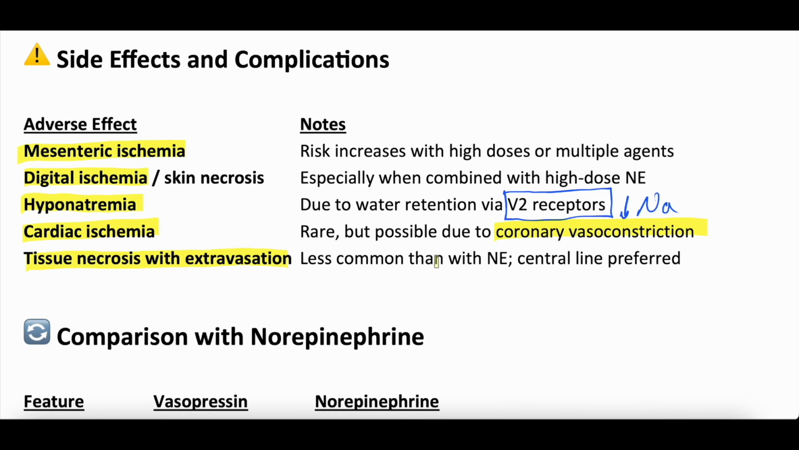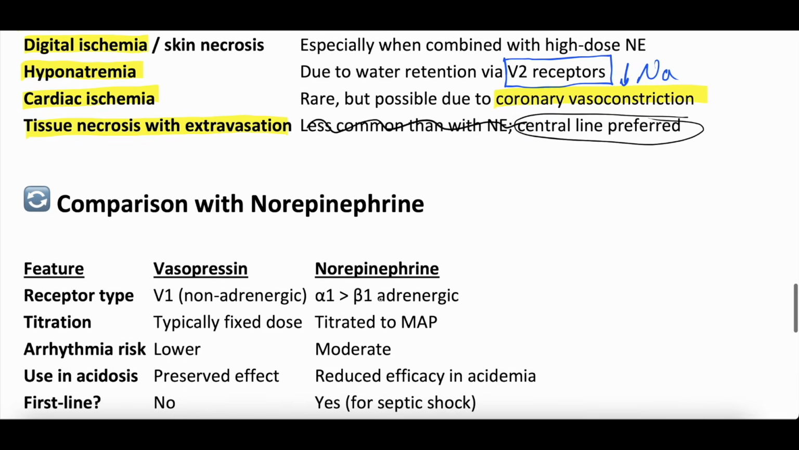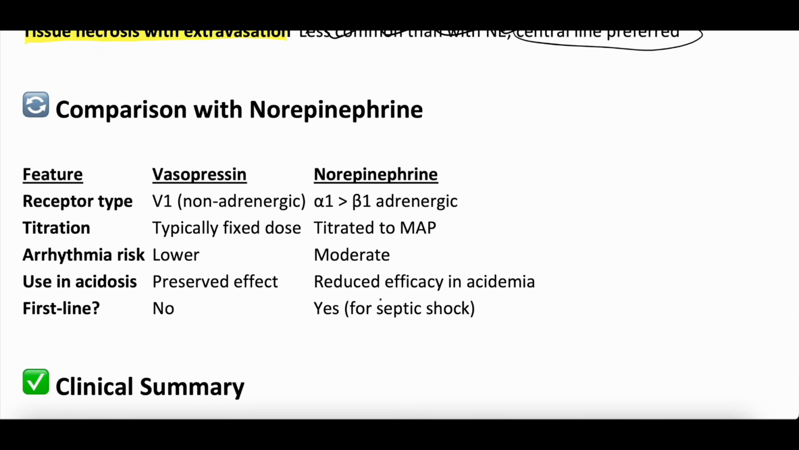Less common than norepinephrine, maybe, although we might even cross that one out as a maybe. And then a central line is preferred for vasopressin. So just a comparison, norepinephrine compared to vasopressin are two first-line agents we often use for vasopressors.